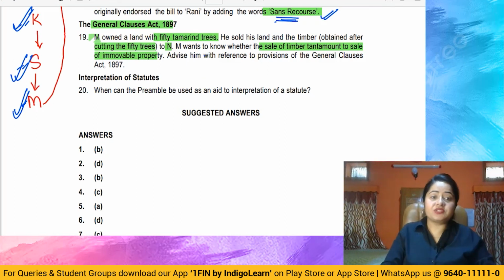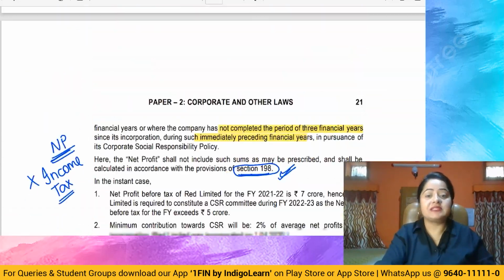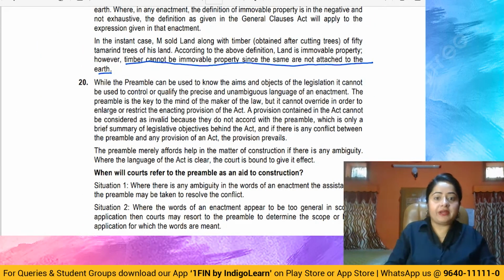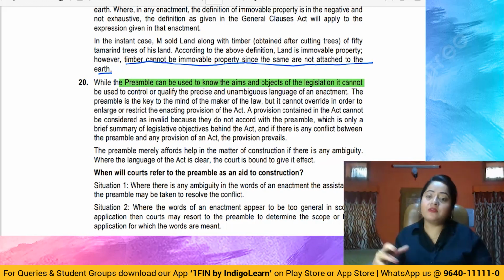The last descriptive question is from interpretation of statutes. When can the preamble be used for interpretation of statutes? What is a preamble? Whenever there is an act, in the beginning of the act, the preamble is always there. This preamble basically states the objects or the purpose of the enactment. So this preamble is used to know the aims and objects of the legislation. It cannot be used to understand legislation. If there is a conflict between the law stated in the act versus the preamble, the weight always has to be given to the legislation or the law. We cannot give more weight to the preamble.